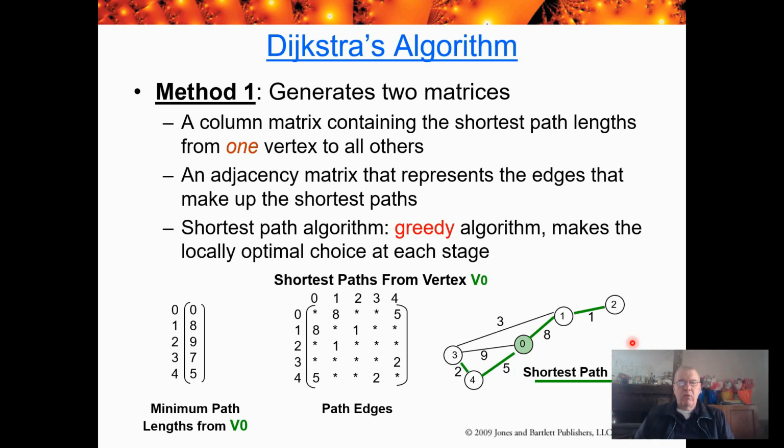They both result in the same shortest path tree. They're just a different way of couching it, really. So we end up with three data structures: the minimum path length, in this case from vertex 0, and the path edges that lead you there, and the shortest path tree, which is not in this graph complete.